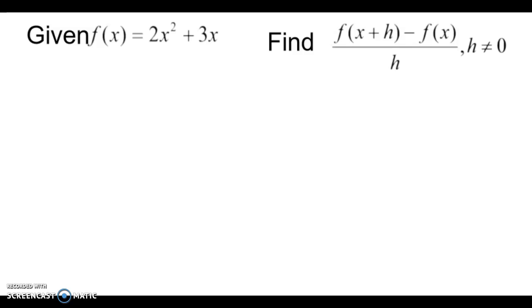All right, this is an example on finding the difference quotient. So you're given a function 2x squared plus 3x, and you need to find the quantity f of x plus h minus f of x divided by h.